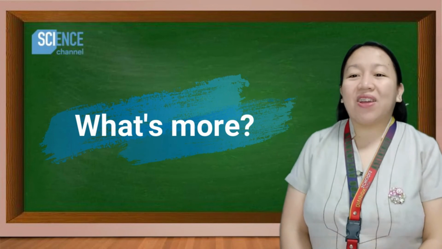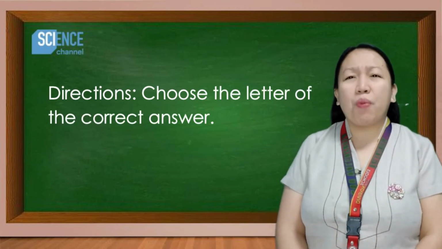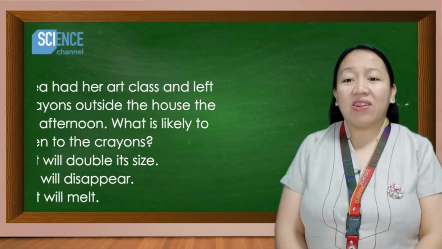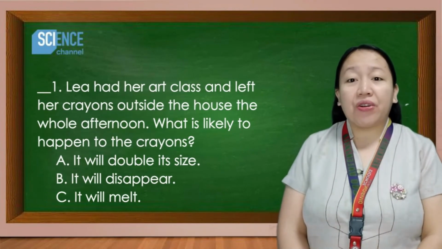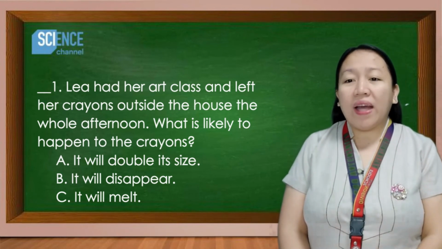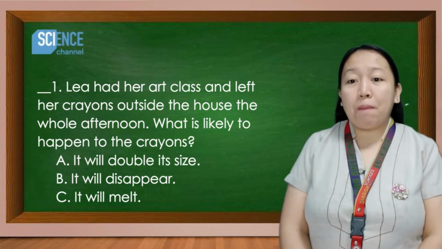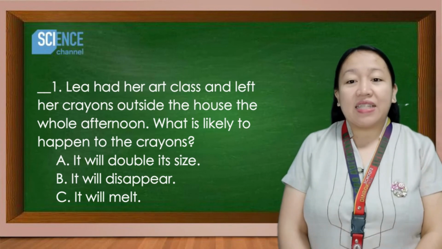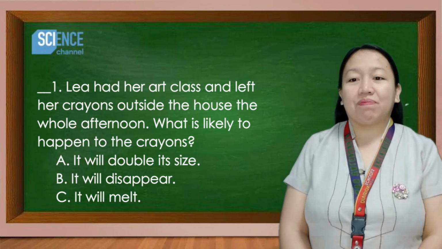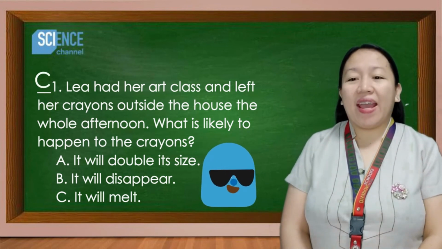What's more? Directions. Choose the letter of the correct answer. Number 1. Leia had her art class and left her crayons outside the house the whole afternoon. What is likely to happen to the crayons? A. It will double its size. B. It will disappear. C. It will melt. If your answer is C, hooray!